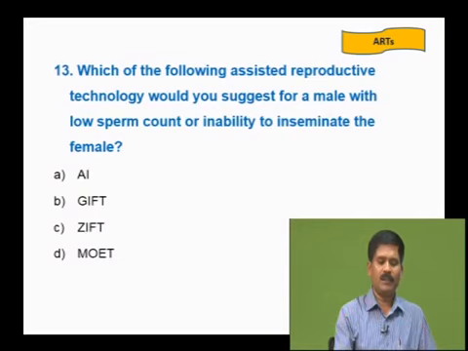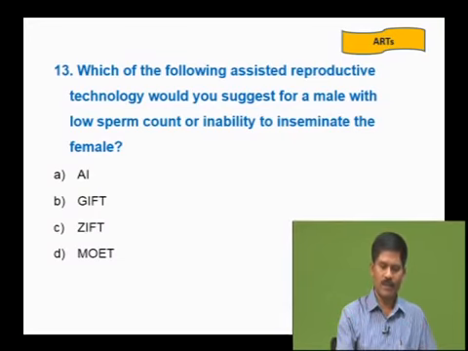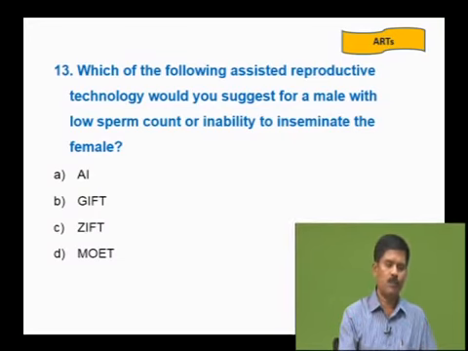Which of the following assisted reproductive technologies would you suggest for a male with low sperm count or inability to inseminate the female? Look at the options here. A. Artificial insemination, GIFT, gamete intrafallopian transfer, zygote intrafallopian transfer and multiple ovulation embryo technology.